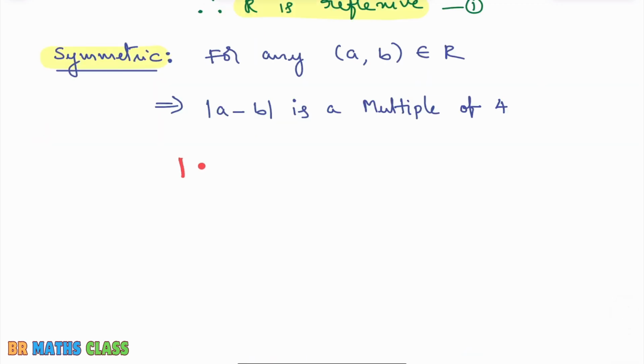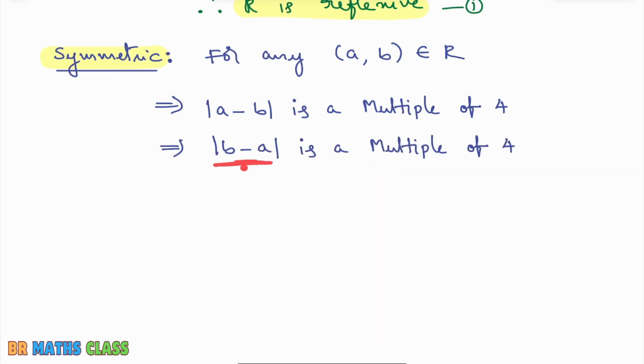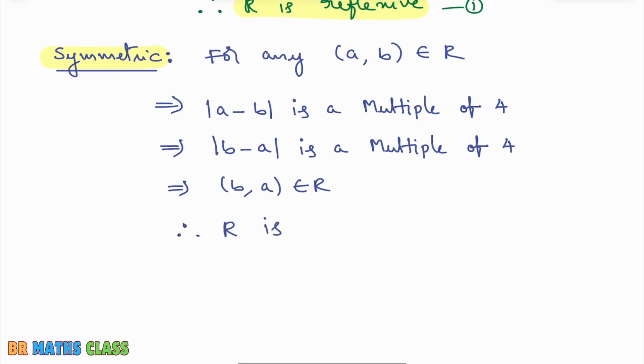As we know, modulus of a minus b is the same as modulus of b minus a. In place of modulus of a minus b, I can write modulus of b minus a. So, we got that modulus of b minus a is a multiple of 4. From this, we can write that the ordered pair (b, a) belongs to the relation. So for any ordered pair (a, b) in the relation, (b, a) also belongs to R. From this, I can say that the relation R is symmetric.